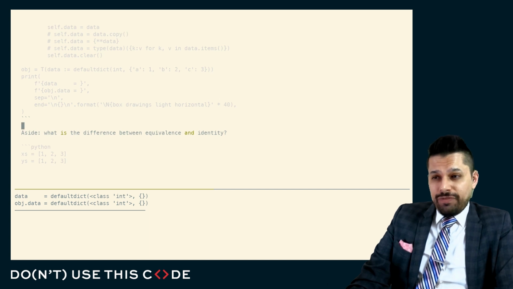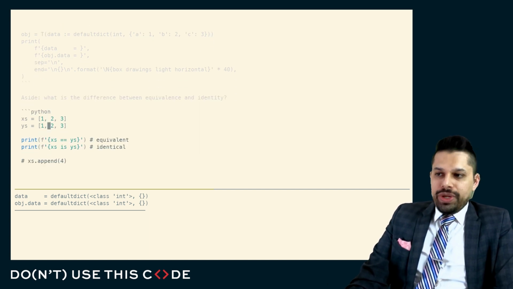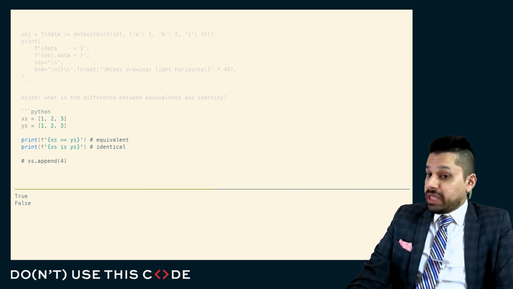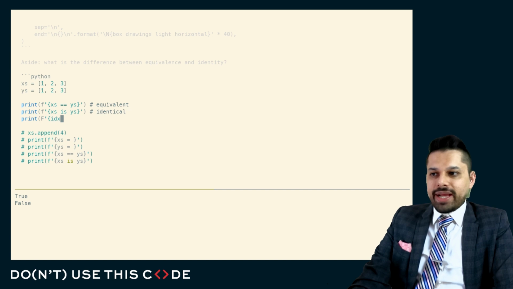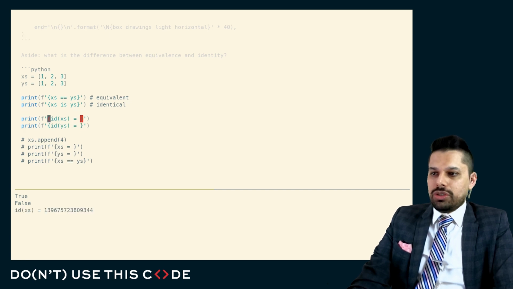As an aside, I want to briefly talk about equivalence versus identity. Here, we can see two distinct Python lists. They are equivalent, they contain the same entries, but they are not identical. They are distinct lists. And one way we know they aren't identical is if we look at the IDs of them. The unique identifier for xs does not match the unique identifier for ys because they are distinct objects. So here, our unique identifiers won't match.